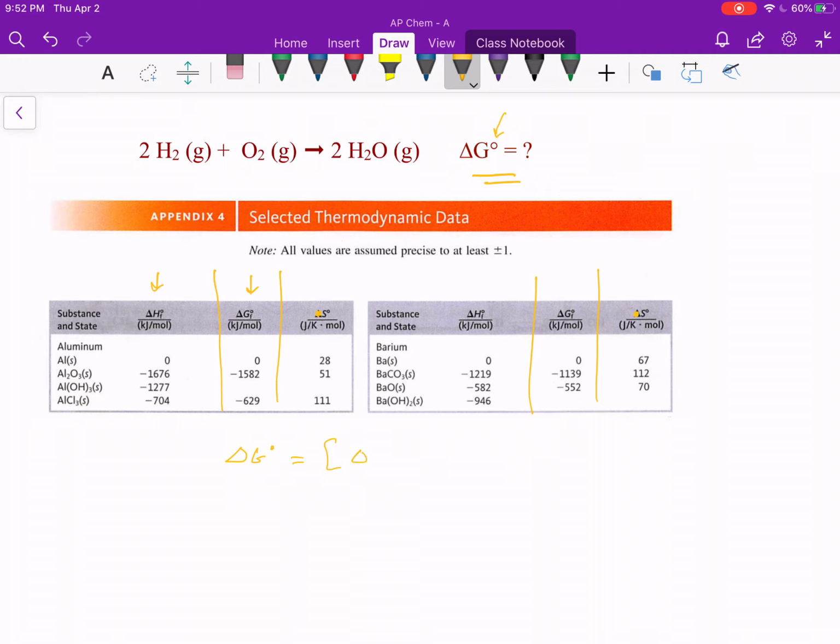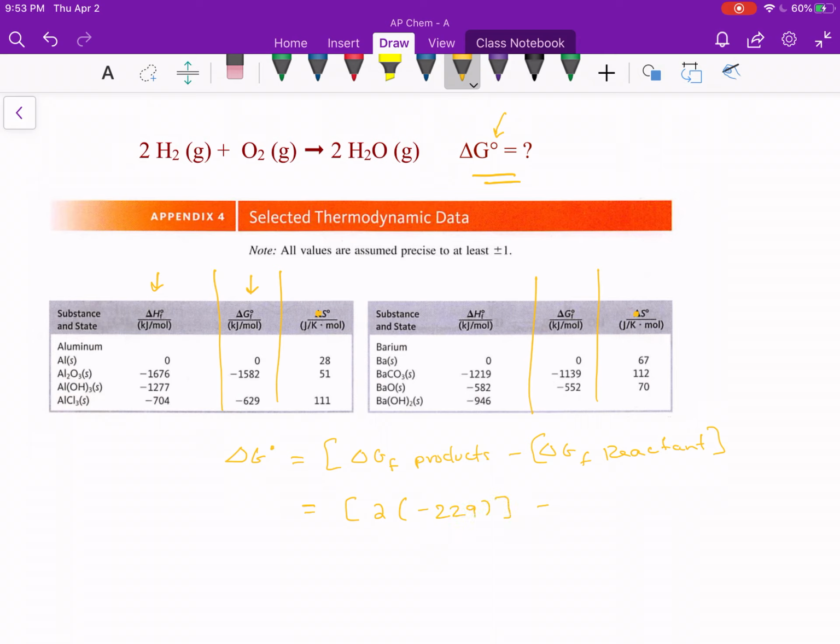So basically we're going to have delta G F of the products minus delta G F of the reactants. So again, now we're back to products minus reactants. We're using the delta G of formation, kind of like we would do for Hess's law. So if we were actually looking this up in the back of the book, we would say, okay, well, there's two waters, and the delta G for that as a gas would be 229.